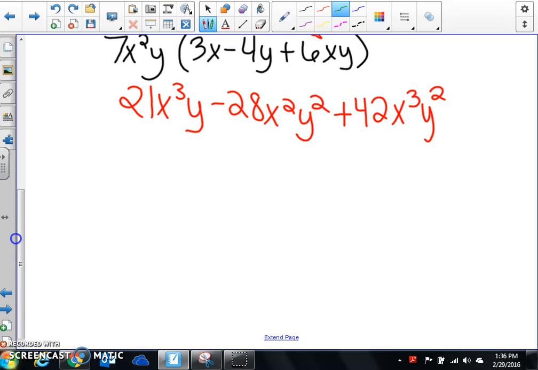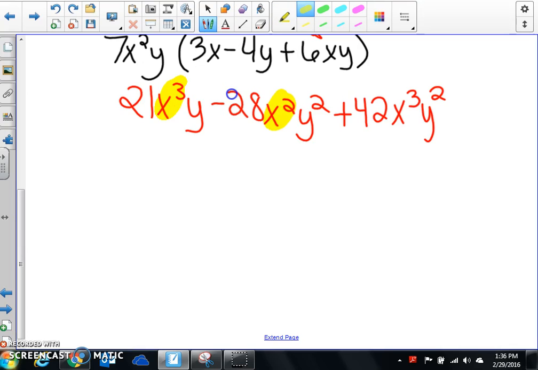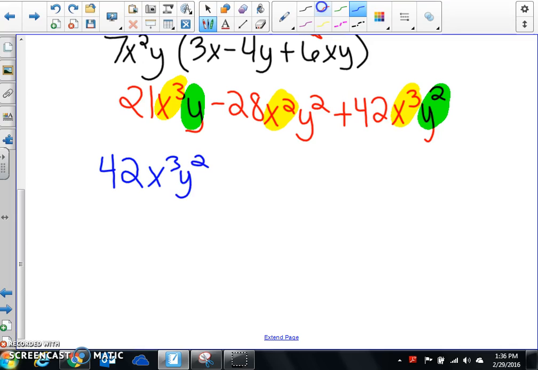Okay, so I need to see which is my highest. So I look at my x's. I have x to the third, x squared, x to the third. So the x to the thirds are going to win. Then I look at my y squared. So the y squared is larger. So my first term would be 42x to the third y squared. Then I would go back to this x to the third, so plus 21x to the third y, and then finish off with x squared y squared.